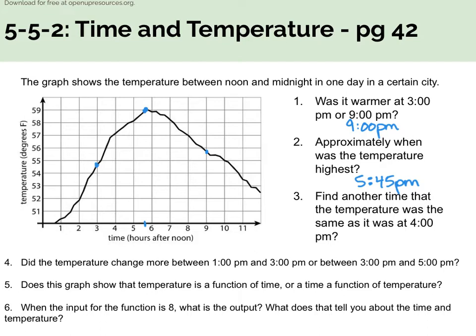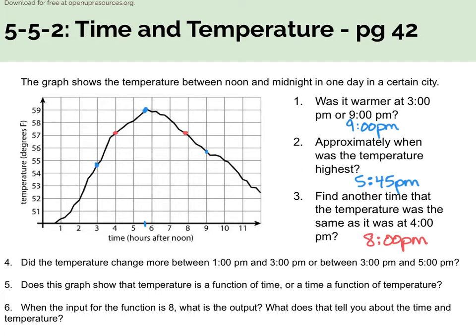Number 3, find another time that the temperature was the same as it was at 4 p.m. I want to change my color so we can look at different things. So 4 p.m., it's here. So we're looking at that same amount, and that's the same over here in a way. So we can say, oh yeah, the same temperature as at 4. Well, we can say that that's about 8 p.m.